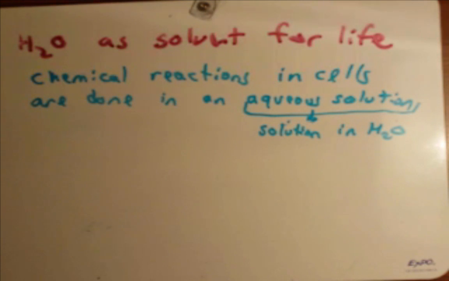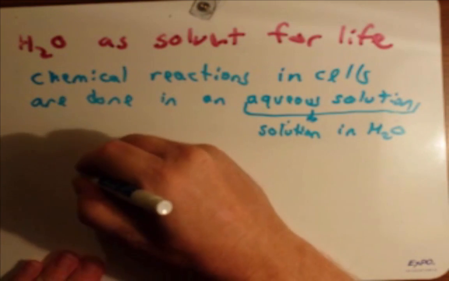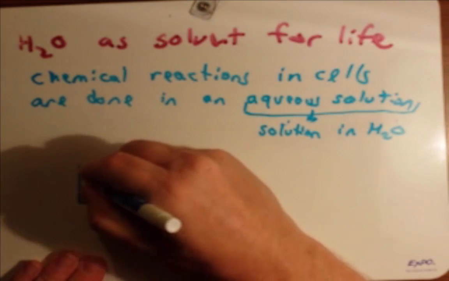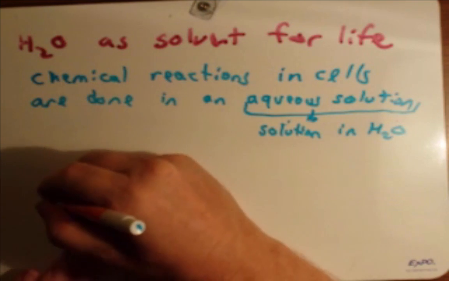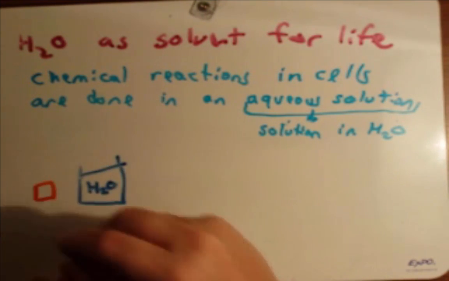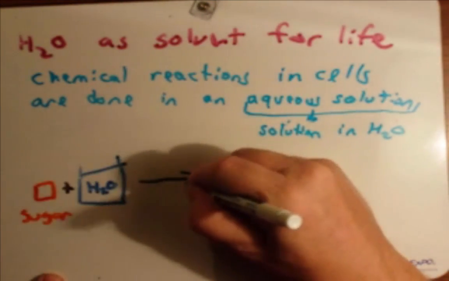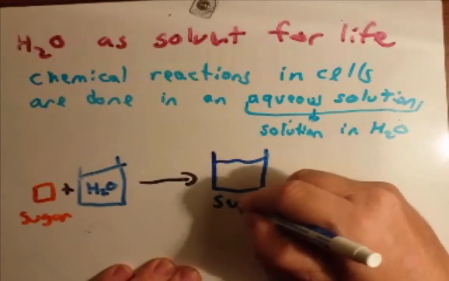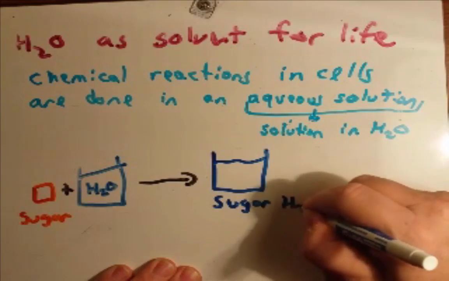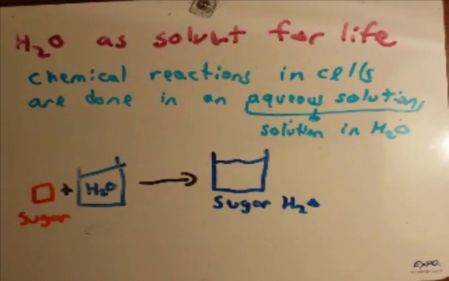So I want to define three terms: solution, solvent, and solute. And I want to do it by walking through a short example. If you had a beaker here of water, and you had a sugar cube, like so, and you mixed them together, you would end up with a beaker of sugar water. But you wouldn't see the sugar anymore because it would be dissolved in this water.